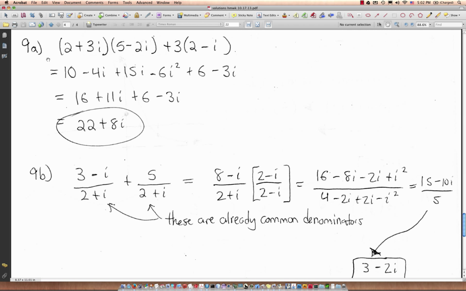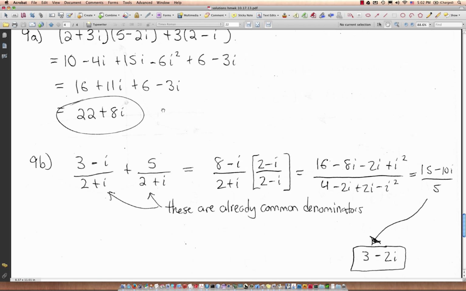9a, we're going to simplify. So we multiply these two together and distribute the 3. So we get 10 minus 4i plus 15i minus 6i squared plus 6 minus 3i. This gives us 16 plus 11i plus 6 minus 3i, and that gives us 22 plus 8i.